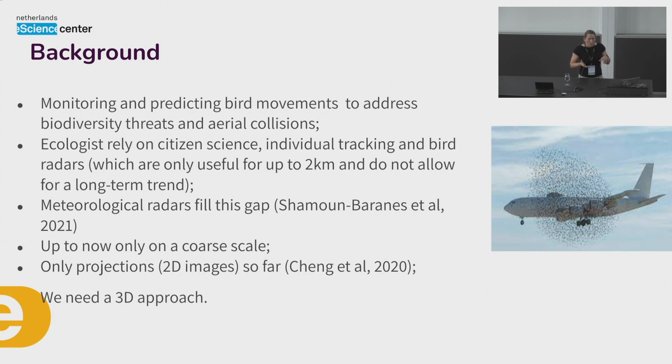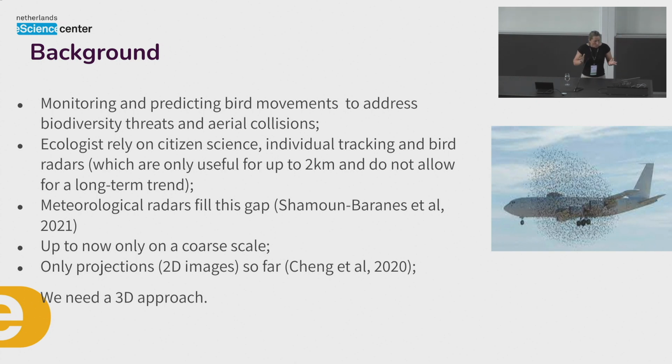But the problem is that, according to the literature, solutions so far are only on a coarse scale and only two-dimensional projections. Radar data is three-dimensional, and I'll have a slide on it to give you an understanding of what kind of data it is. But solutions so far have focused on two dimensions. Basically, they took three-dimensional data, projected it on a plane and made PNGs out of it, like images, and fed them into CNNs, convolutional neural networks, and that was it. So we basically lose one dimension, which is not ideal.